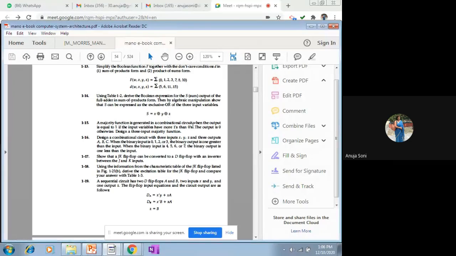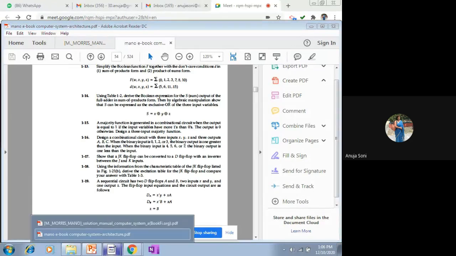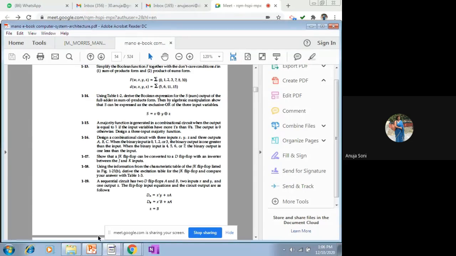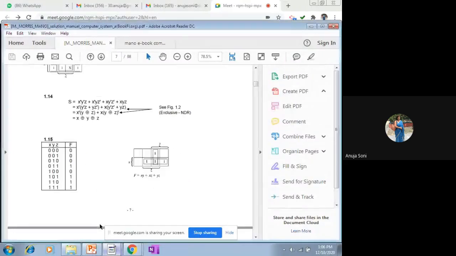a majority function, when the output is equal to 1, if the input variables have more ones than zeros. If in the input variables more number of ones are there in comparison to the number of zeros, it will generate the value of f as 1.